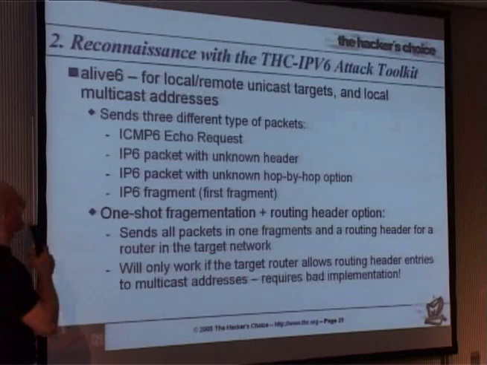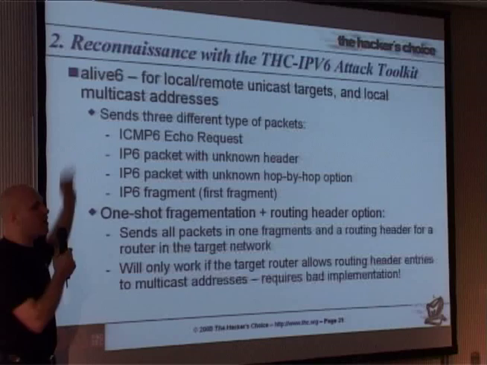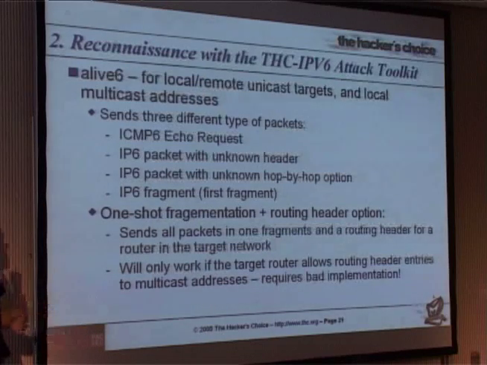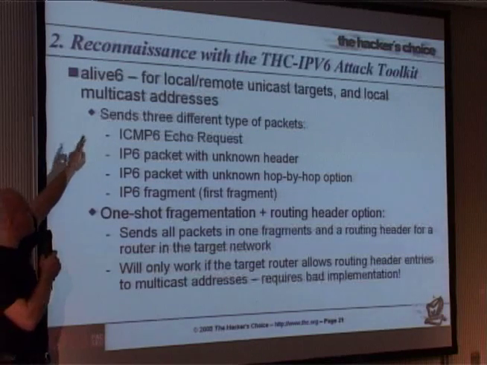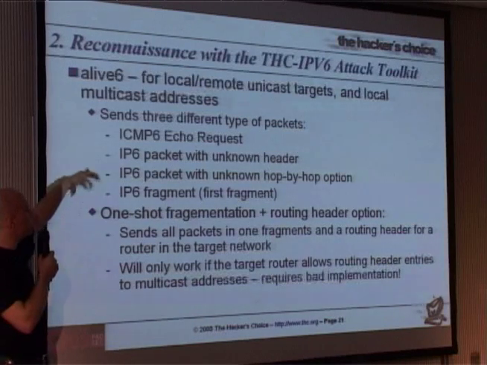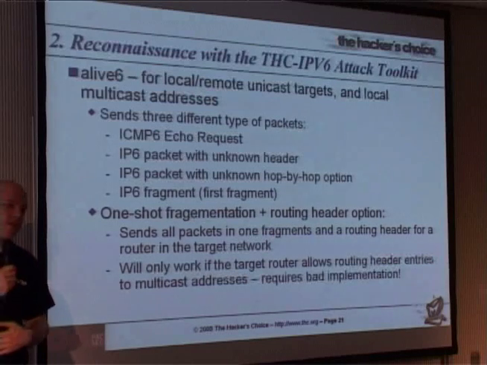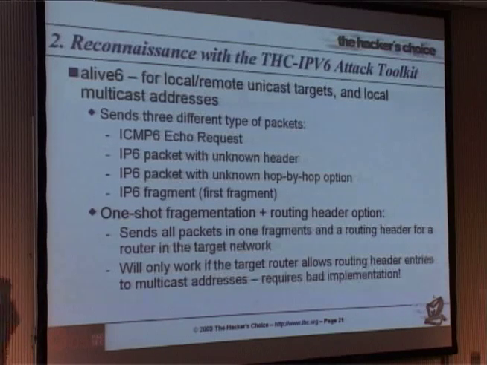I wrote a tool which is part of the IPv6 toolkit, which does the following. It sends an IPv6 echo request, the same as you can do with the ping6 command. What it also does is send a packet with an unknown header, a packet with an unknown hop-by-hop option, and an IP fragment. The first fragment, because then you get an ICMP reply, oh, I can't assemble this packet.